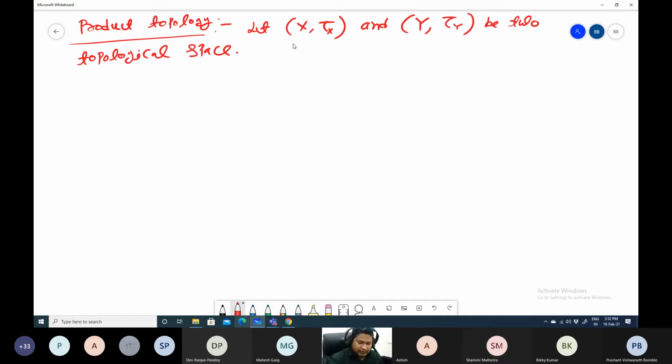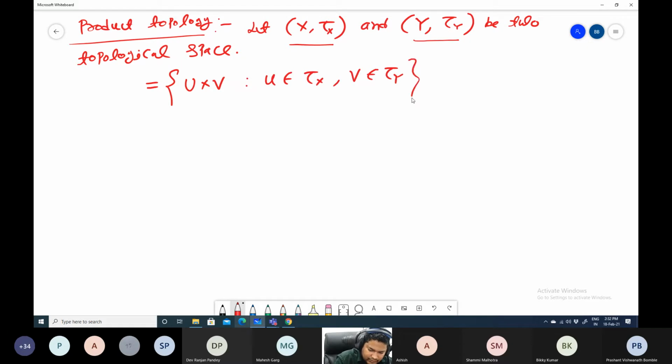Now suppose (X, tau_X) is a topological space and (Y, tau_Y) is a topological space. That means X is a set and tau_X is a collection of open subsets of X. Similarly Y is a set and tau_Y is a collection of open subsets of Y. Now take the collection of sets U cross V such that U belongs to tau_X and V belongs to tau_Y. Can you say that this collection forms a topology?